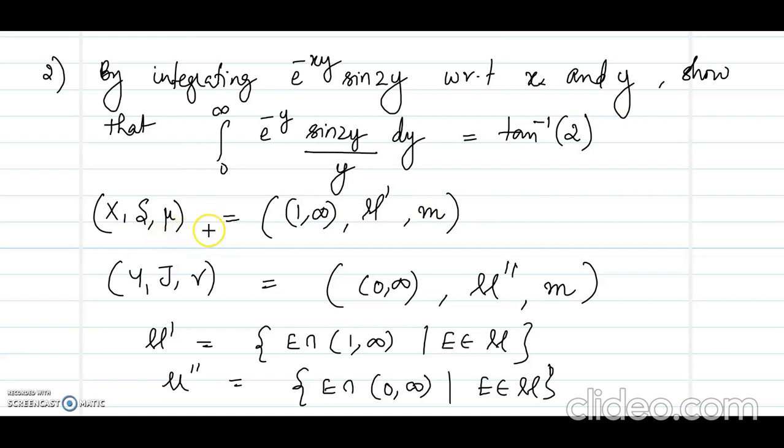Then from the other integral we will obtain the value tan inverse 2. So for that we are going to take X with measure mu to be this set. So that will be the measure space 1 to infinity with m dash, the intersection with 1 to infinity where E belongs to all the measurable subsets of R, and Y will be 0 to infinity with m double dash, again m double dash will be E intersection the interval 0 to infinity.